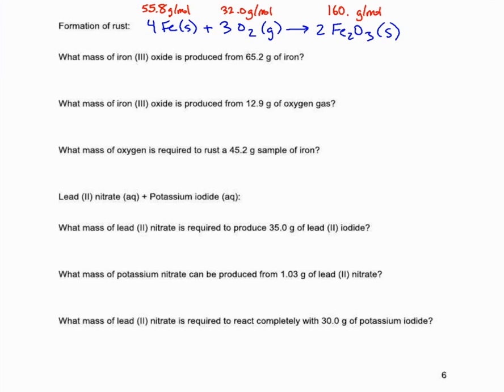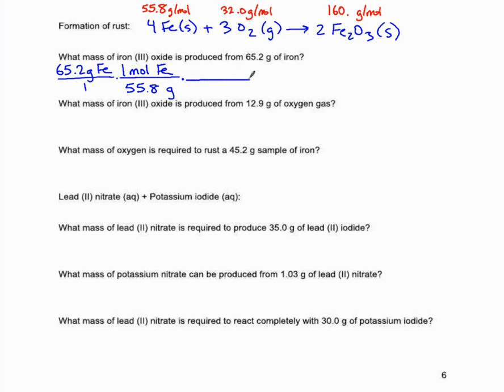Here's the question: what mass of iron 3 oxide is produced from 65.2 grams of iron? As usual, we're going to start with what we know. This is in grams. It's a mass. In order to compare iron with iron 3 oxide, we have to use moles. So the first thing we have to do is divide by the molar mass of iron, 55.8 grams, and on top of that is 1 mole. Remember, it's 1 mole. The coefficient does not apply in the molar mass step.